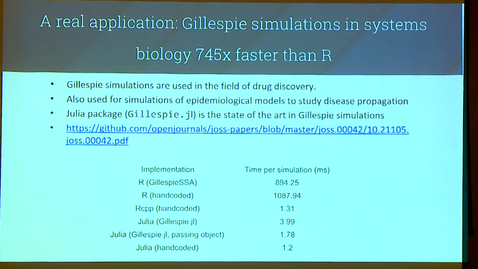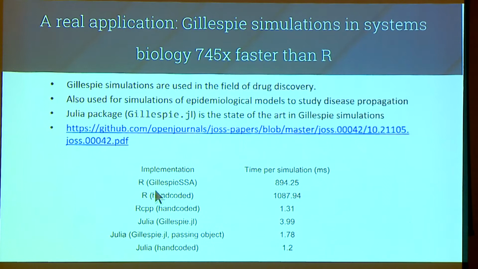Julia performs consistently well. A real world example is the Gillespie model that they use in drug discovery. They simulate a large number of combinations of molecules and then figure out the optimal combination or dosage for a given disease. These are performance numbers in milliseconds for various implementations of the same thing, hard coded.